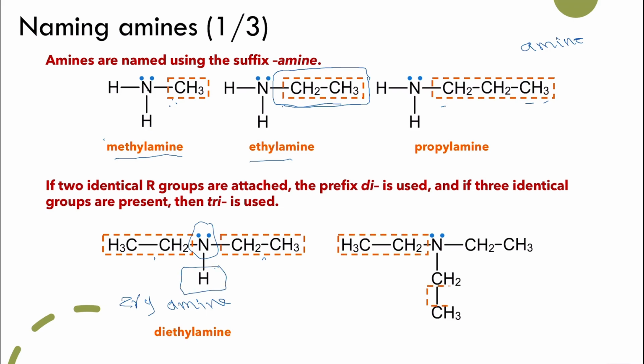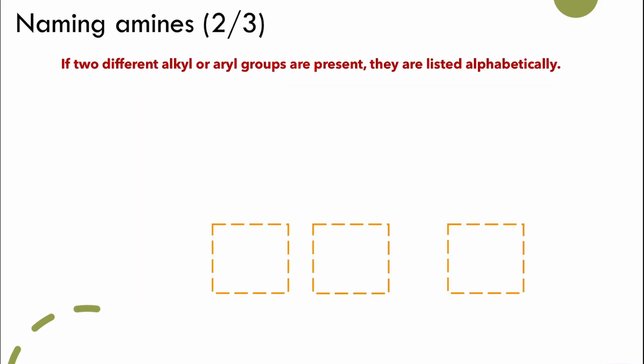This one here has three alkyl groups attached to the nitrogen. This is a tertiary amine. And because all the three groups are identical, we will just call it triethylamine. All the three are ethyl.